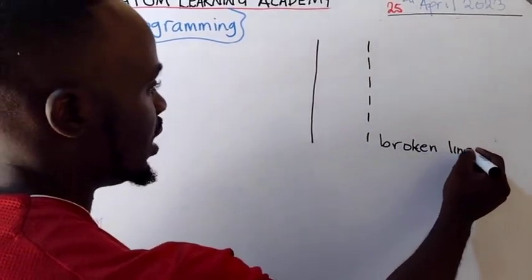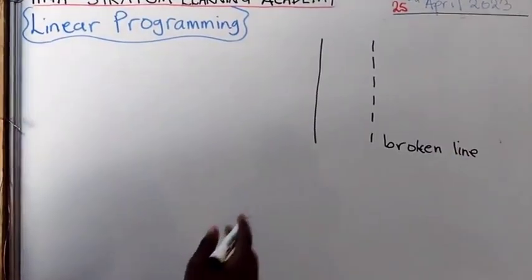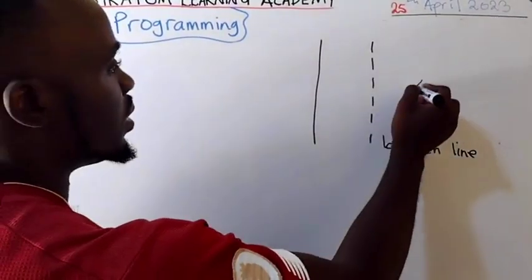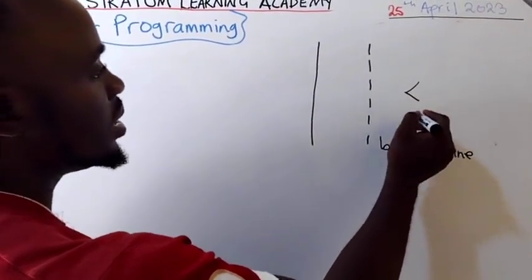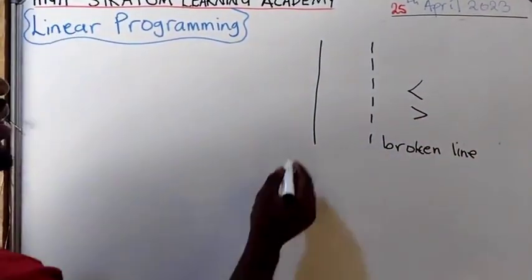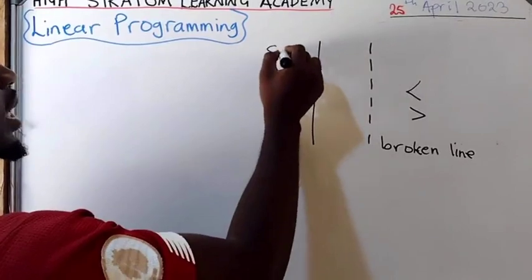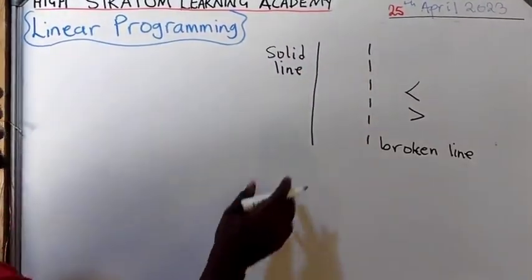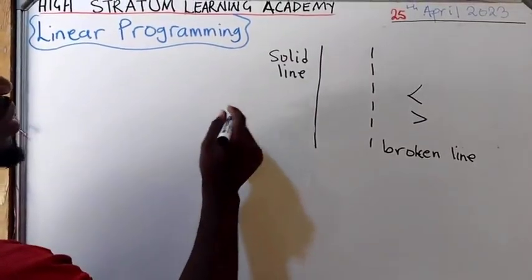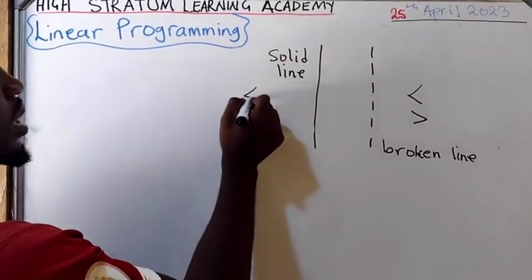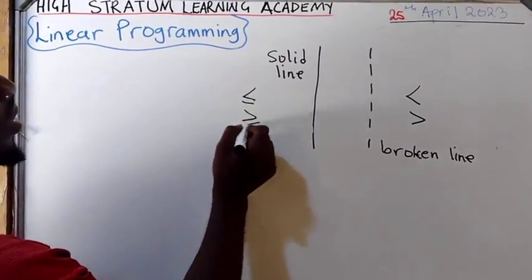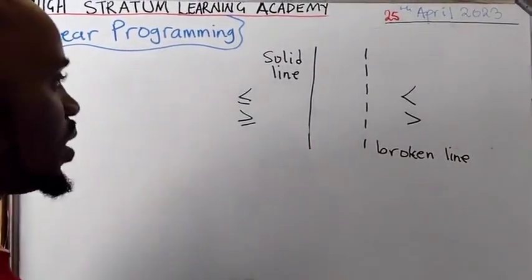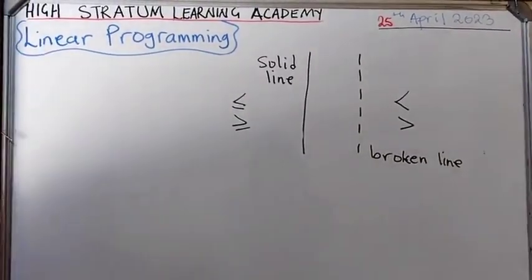This is the broken line, and we come up with the broken line once we have the inequality symbol, which is less than or greater than. Then this is the solid line, and we come up with the solid line when we have inequality signs such as less than or equal to or greater than or equal to. So that's when we draw this type of line.